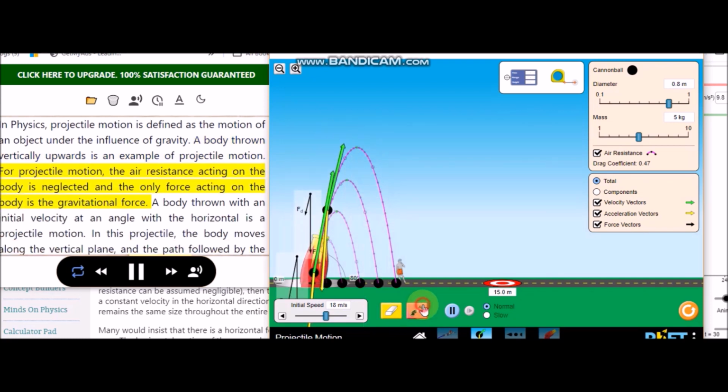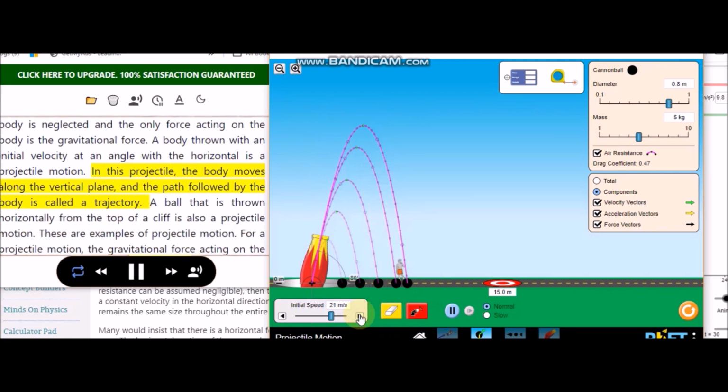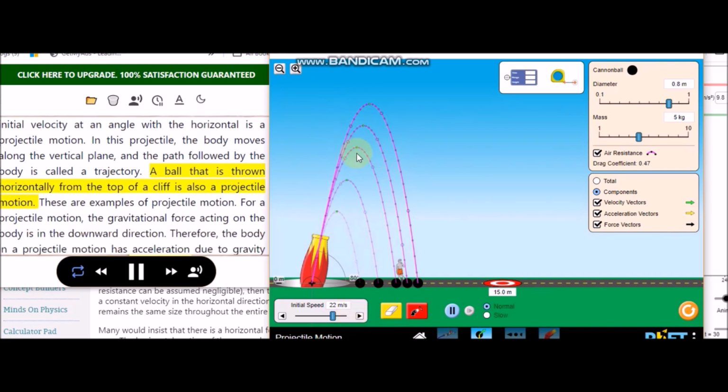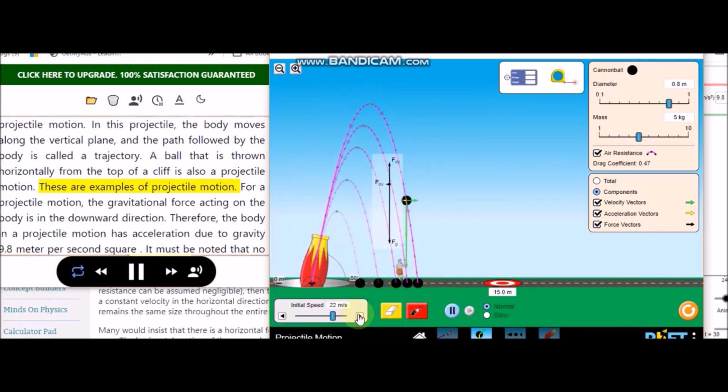For projectile motion, the air resistance acting on the body is neglected and the only force acting on the body is the gravitational force. A body thrown with an initial velocity at an angle with the horizontal is a projectile motion. In this projectile, the body moves along the vertical plane, and the path followed by the body is called a trajectory. A ball that is thrown horizontally from the top of a cliff is also a projectile motion. These are examples of projectile motion.